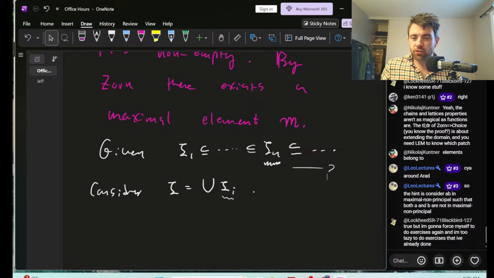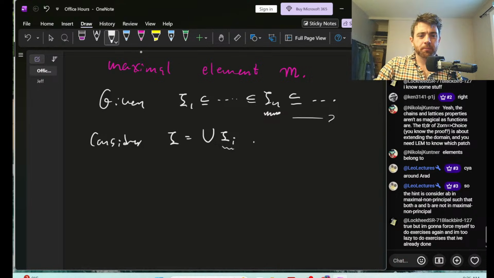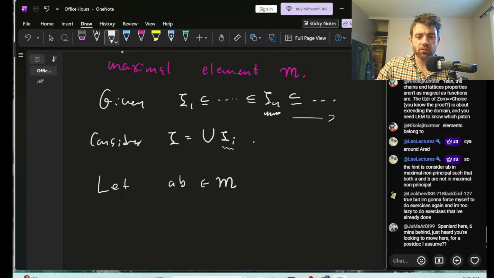So the hint is consider AB in a non-maximal principal ideal. Both A and B are not in the maximal non-principal ideal. Let A, B be in our maximal non-principal ideal.